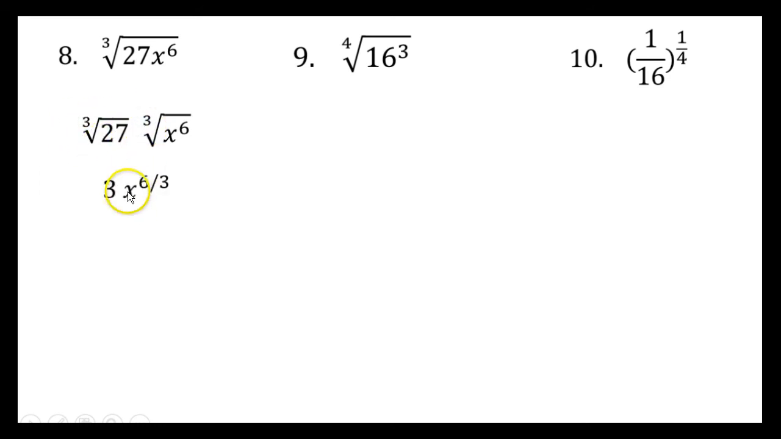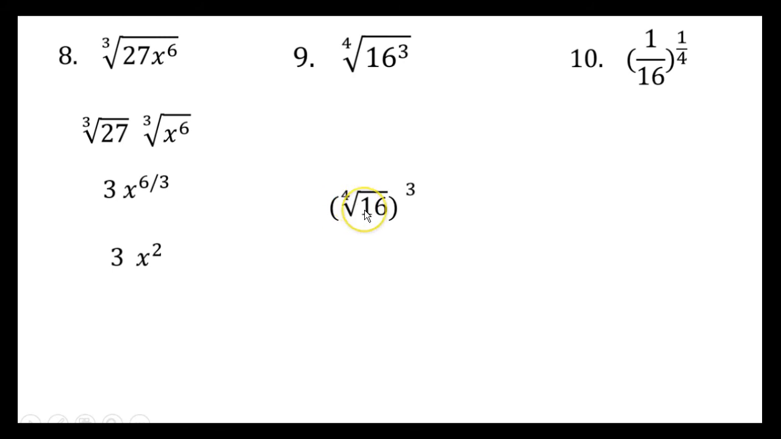And we can write the second part as x to the, this part goes to the denominator, this part goes to the numerator. 6 divided by 3 is 2. Final answer, 3x squared. Okay, I'm going to leave a little space here for a minute, and I'm just going to go through and just split this up a little bit. This is the same as the 4th root of 16 cubed.